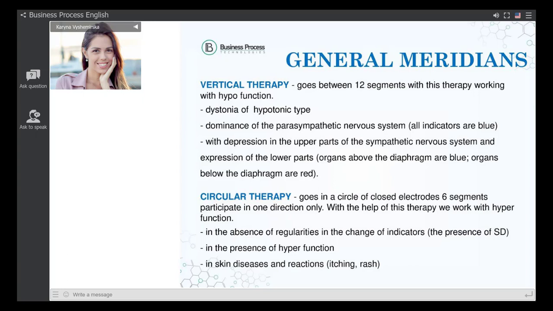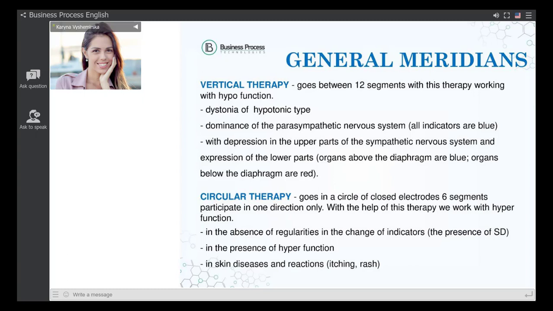Circular therapy goes in a circle of closed electrodes. 6 segments participate in the direction, one direction only. So you connect yourself with the electrodes, feet, hands, and your head, and the frequency goes in a circle from one to another one in one direction. With the help of this therapy, we work with hyperfunction.